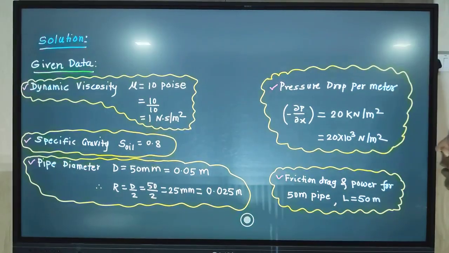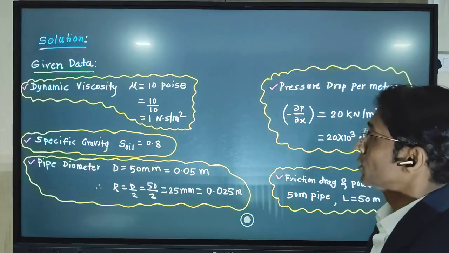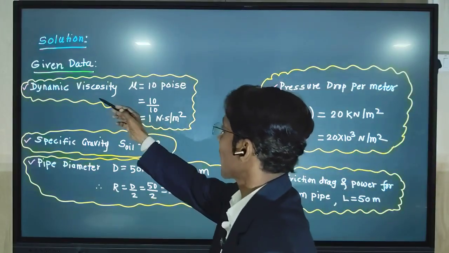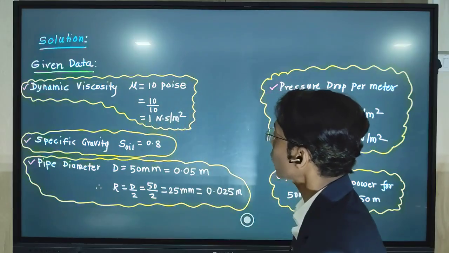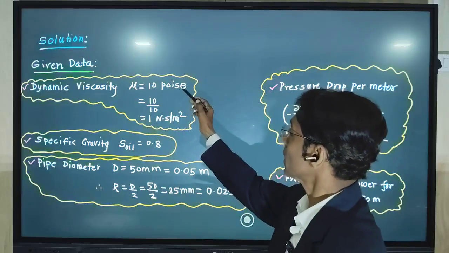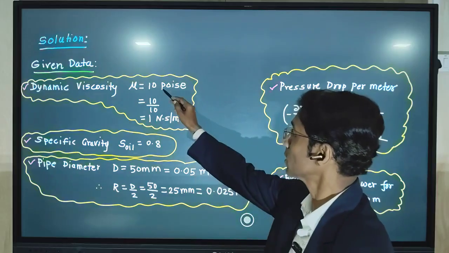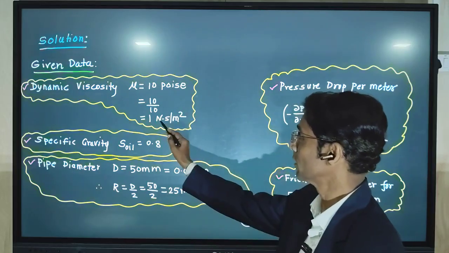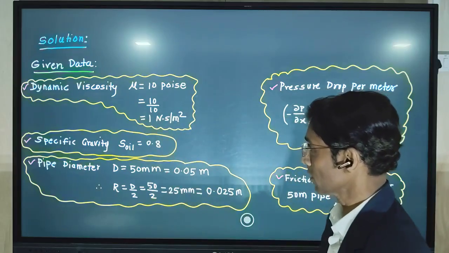Let us see the data required for the calculation, which is mentioned over here. Dynamic viscosity of oil, that is mu, value is given in poise. We need that value in SI unit, so we convert poise to Newton second per meter square by dividing this value with 10. So we find this dynamic viscosity in Newton second per meter square.